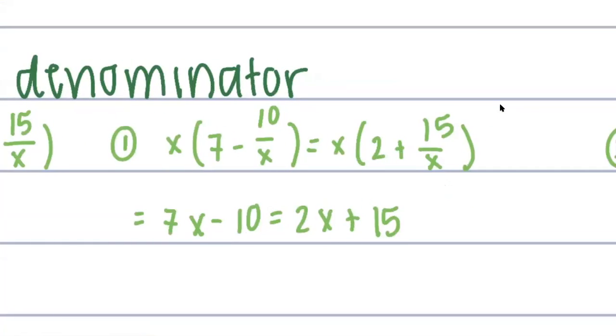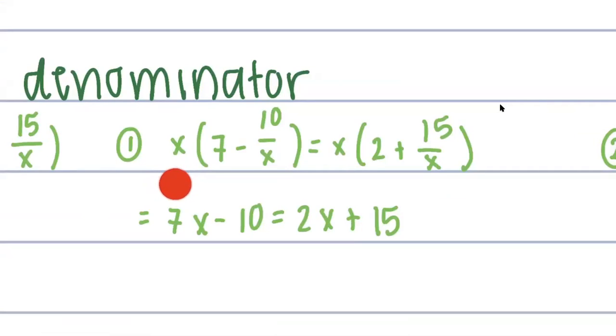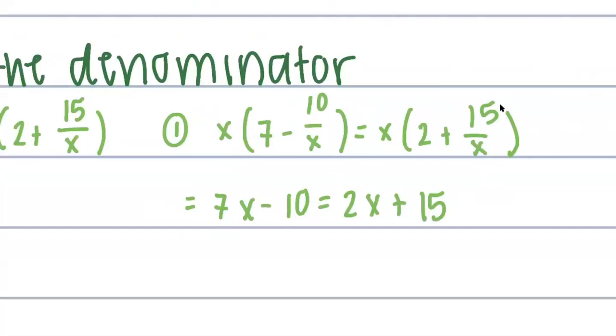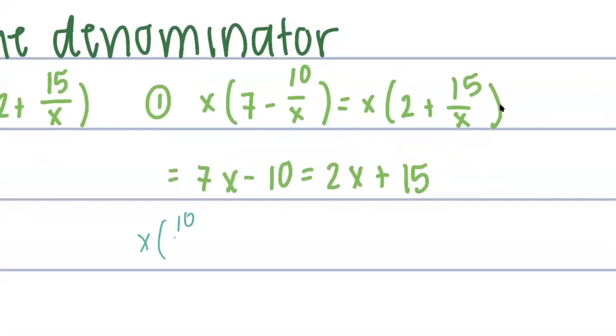So if you look here, we multiply this side by x, right? And you apply distributive property. So you multiply 7 times x, and then you multiply x times 10 over x. When you multiply x times 10 over x, here, let me write this down. x times 10 over x, you get 10x over x, right? And then when you simplify that further, you see that your x's can cancel. So you get 10 over 1, which is 10.